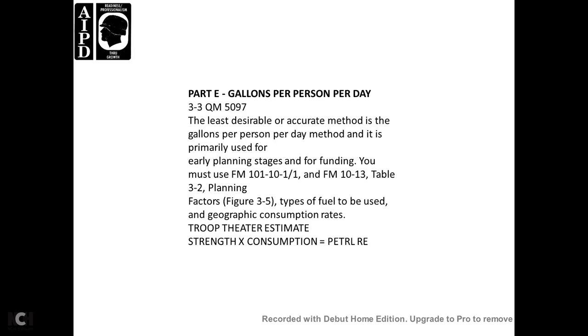Part E: Gallons per person per day, 3.3 with the QM 5097, the least desirable accurate method. The gallons per person per day method is primarily used for the early planning stage for the funding.